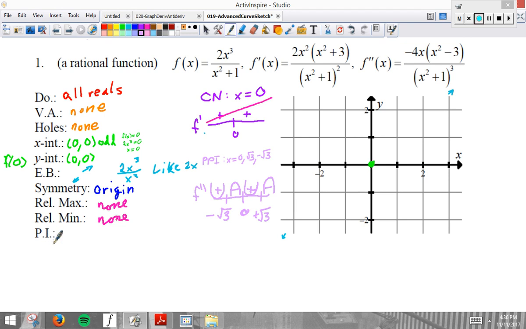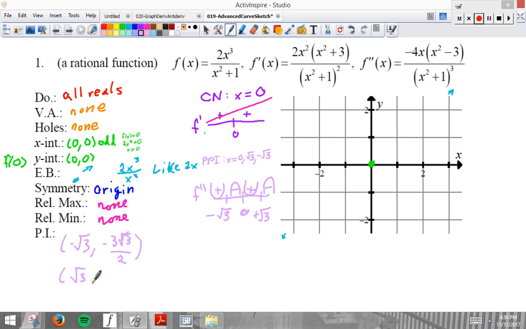Now, PI is standing for points of inflection. They are asking me to write both the y and x coordinates. So I will mention that I have a -√3. And if you carefully plug this in, you would get -3√3 over 2. Yes.